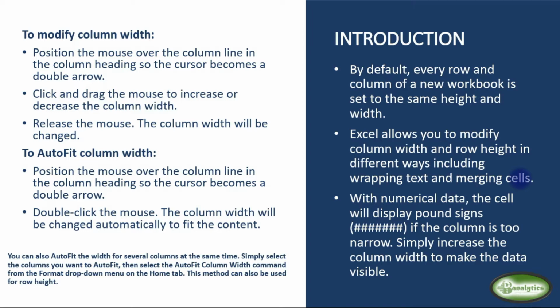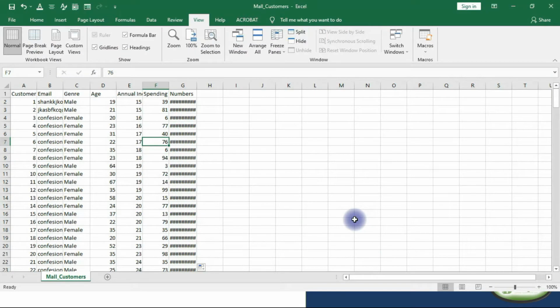When you have numerical data, one way to know that your column is too narrow and needs to be widened is when it shows the hash sign. We'll see it in the data set soon. So we're going to be doing two things. We're going to be modifying the column width manually, and we're going to be doing the auto column width adjustments. So without wasting any of our time, let us get straight into our Microsoft Excel.